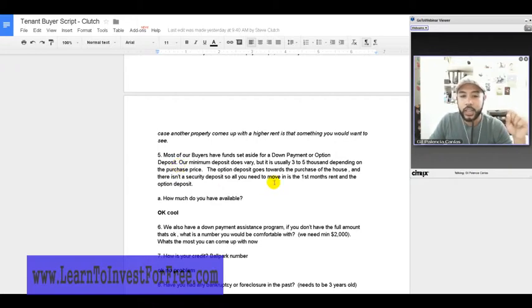Most of our buyers have funds set aside for a down payment or an option deposit. The minimum option deposit does vary. It's usually around $3,000 to $5,000 depending on the purchase price, or if you're doing deals in a high market or a high price point area, it's usually about 3 to 5% of the purchase price. They do vary. It's unique from property to property.